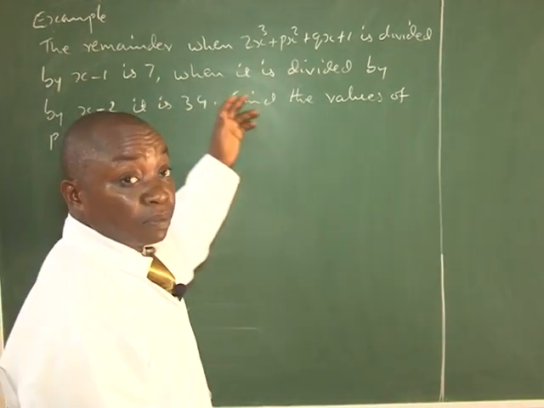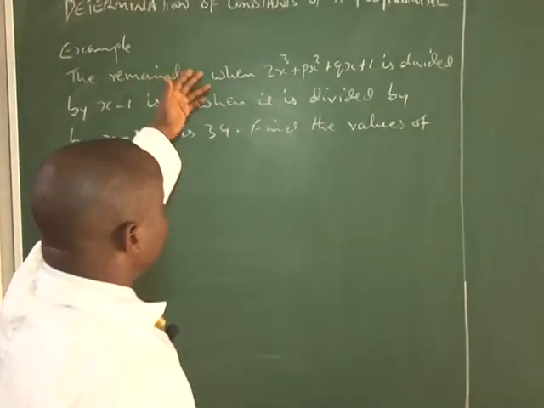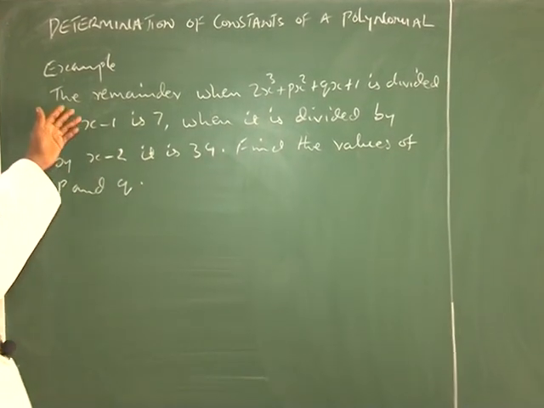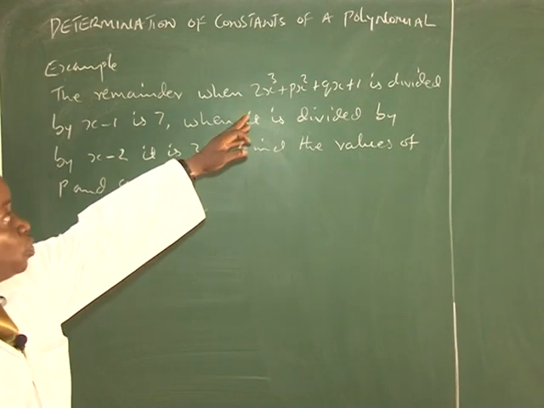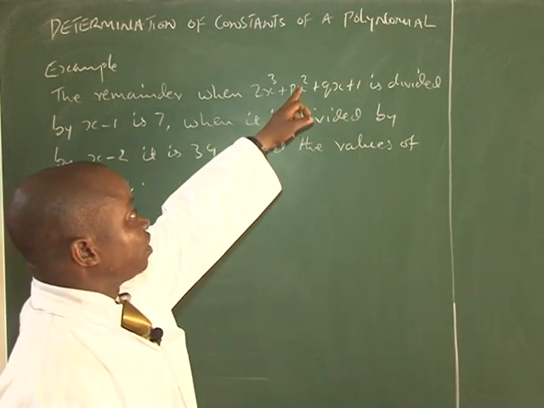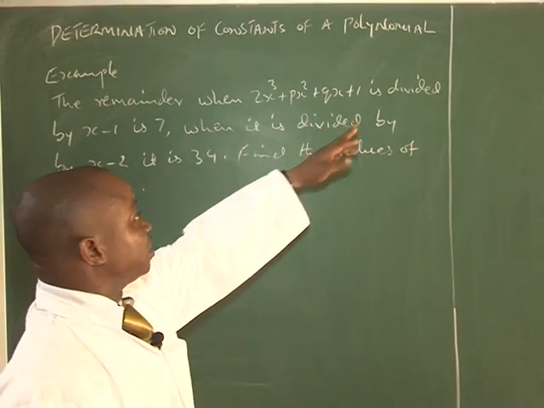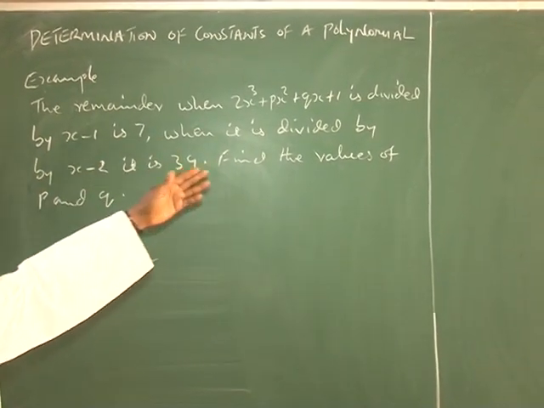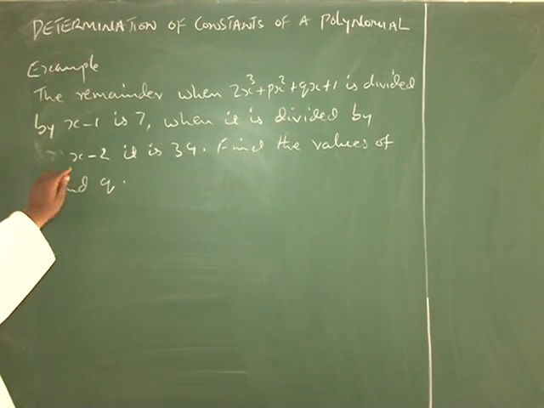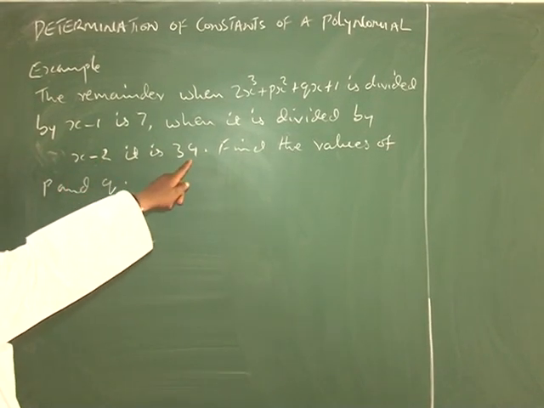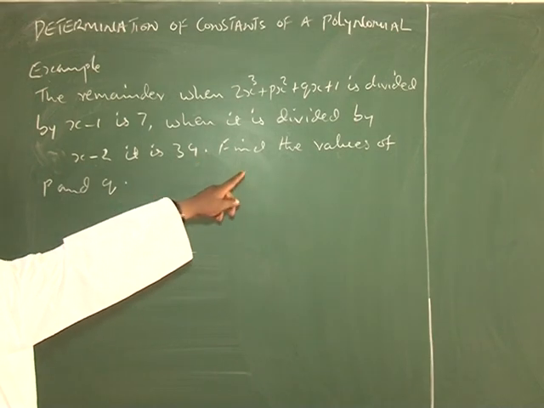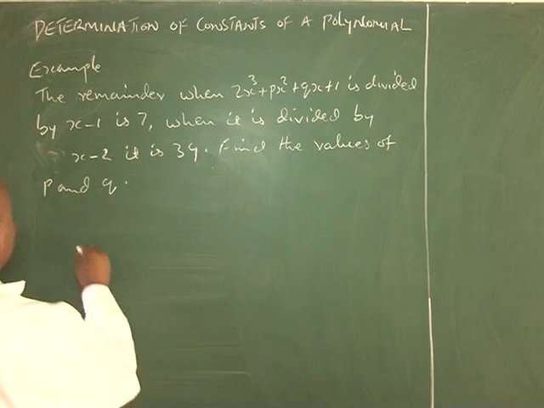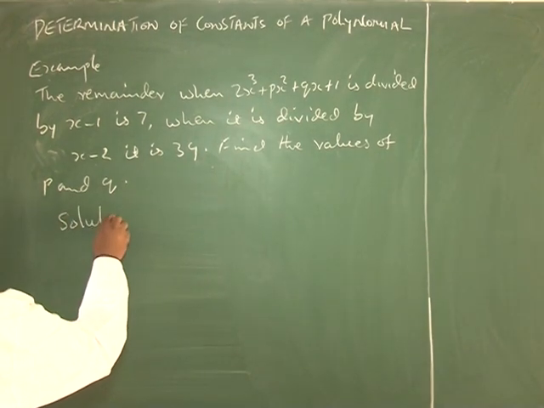The next subtopic is determination of constants of a polynomial. For example, the remainder when 2x cubed plus px squared plus qx plus 1 is divided by x minus 1 is 7. When it is divided by x minus 2, it is 39. Find the values of p and q. Now let's pick the solution.